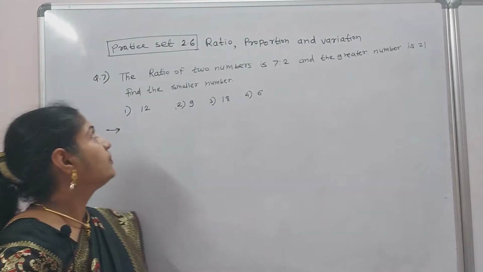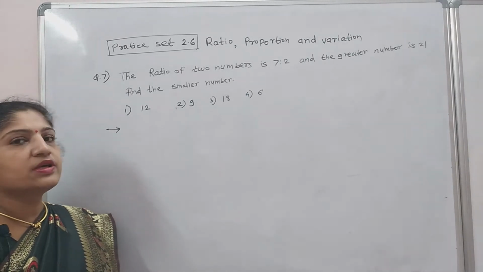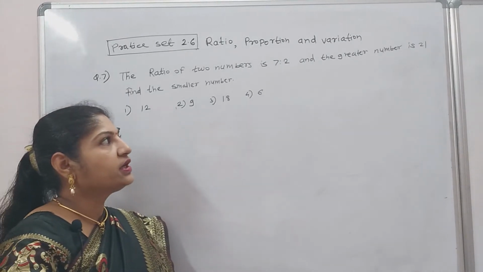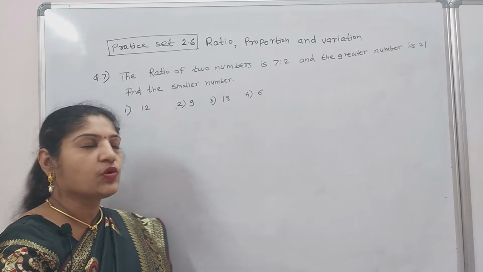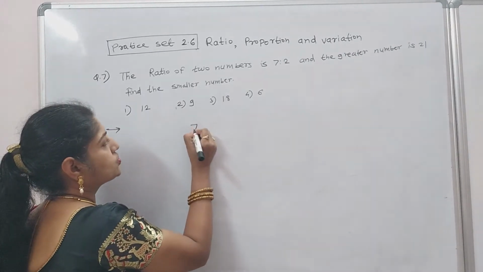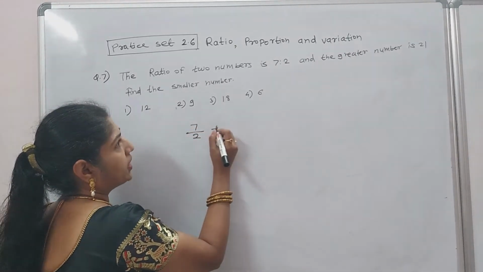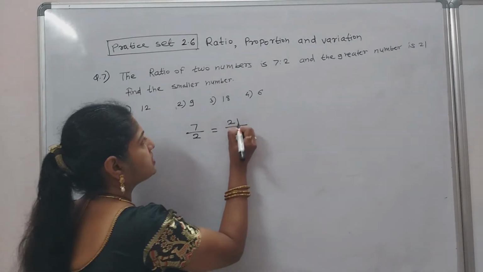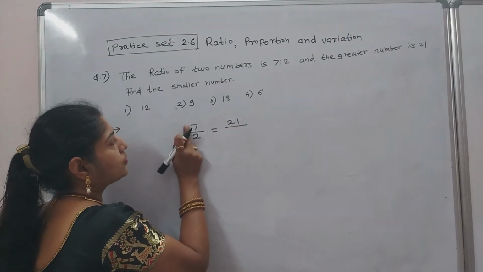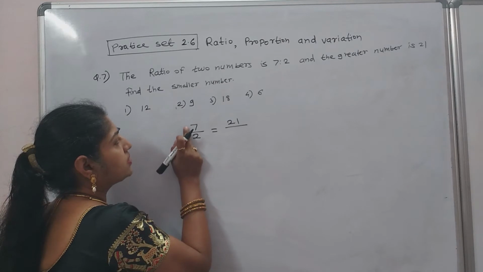Now next example, the ratio of two numbers is 7:2. The greater number is 21. Then find the smaller number. Ratio is 7:2 and the greater number is 21. 7 is the bigger ratio, 7 is the big number, the greater number.